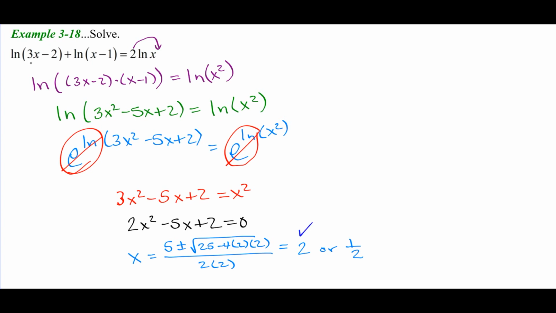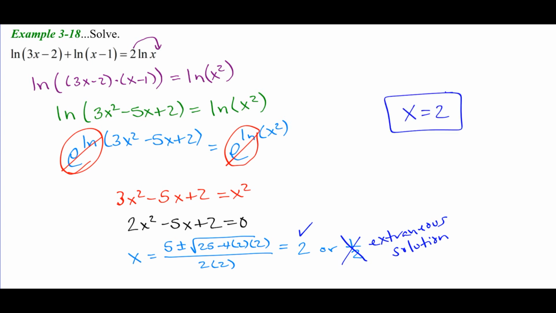If I plug 1/2 in, 3 times 1/2 is 1.5 minus 2 is going to give me negative 0.5, and I can't have a negative argument. Same thing here, 1/2 minus 1 is going to give me a negative 1/2, and that's not okay. So this is an extraneous solution because it makes one or more of my arguments negative or 0. So our answer is simply x equals 2. Remember, you could always solve this by graphing, putting that into your calculator and looking for the intersections or the zeros.